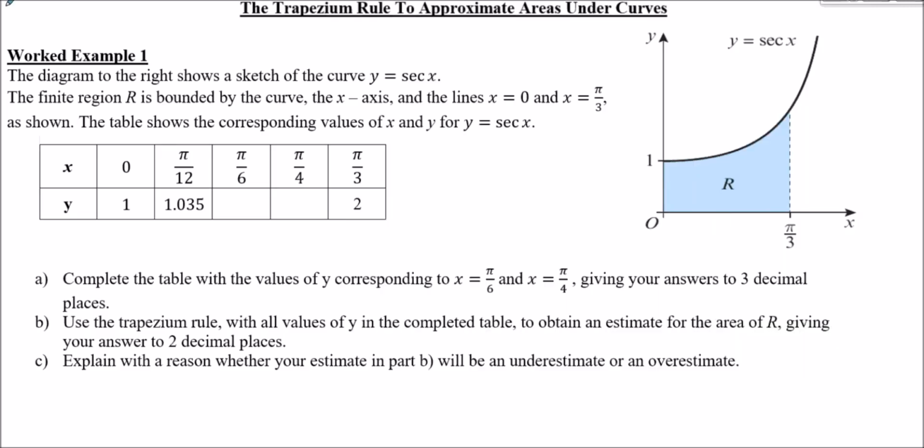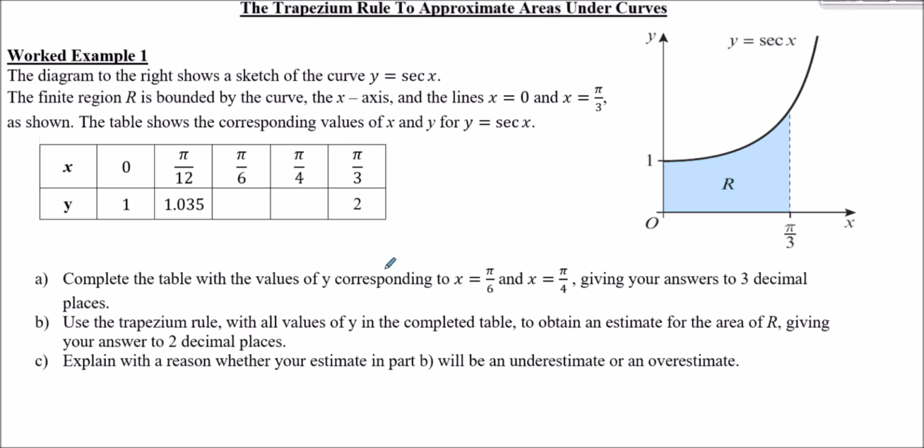So, quick example 1. We've got a diagram to the right showing a sketch of a curve y equals sec of x. So the finite region R is bounded by the curve, the x-axis, and the lines x equals 0 and x equals pi over 3 as shown. The table shows the corresponding values of x and y, for y being sec x. So for part A, all we need to do is complete the table with the values of y corresponding to x being pi over 6 and pi over 4, giving answers correct to 3 decimal places.